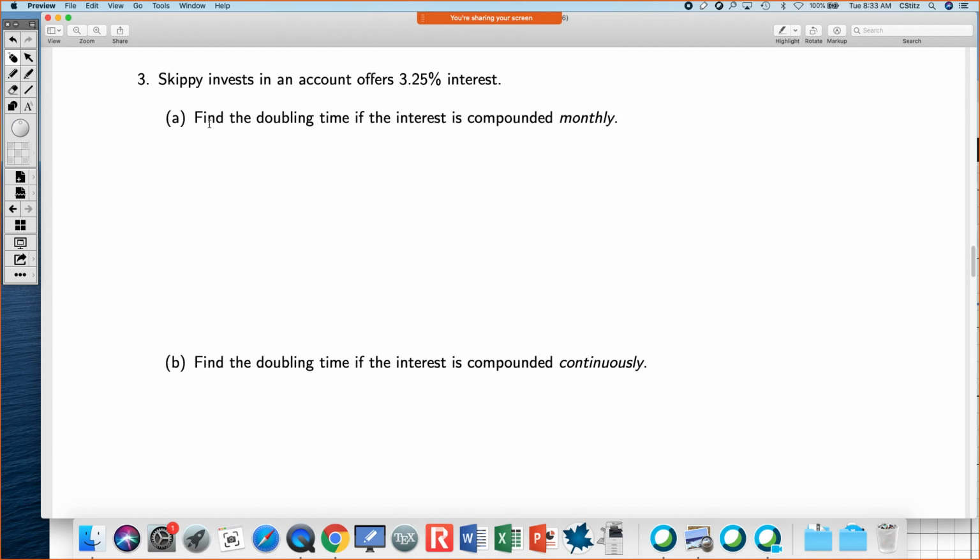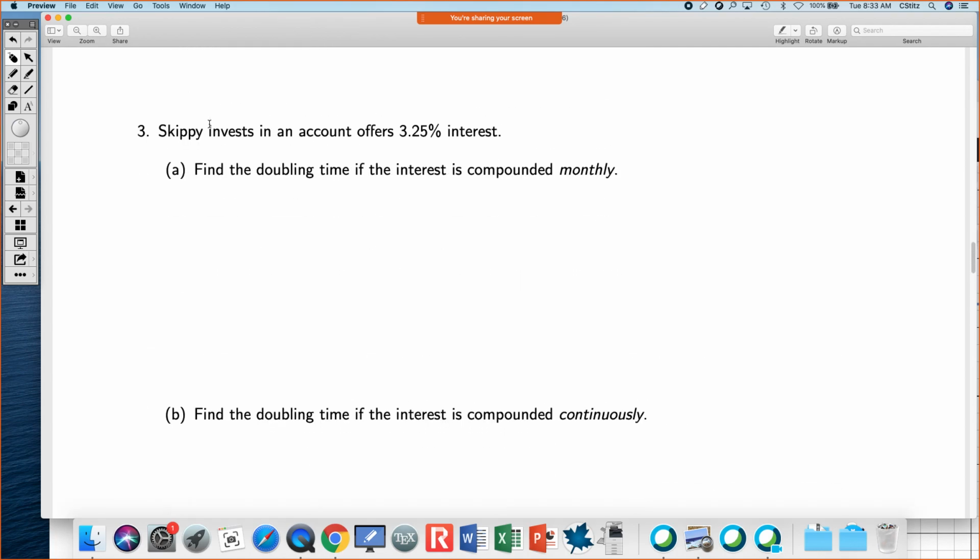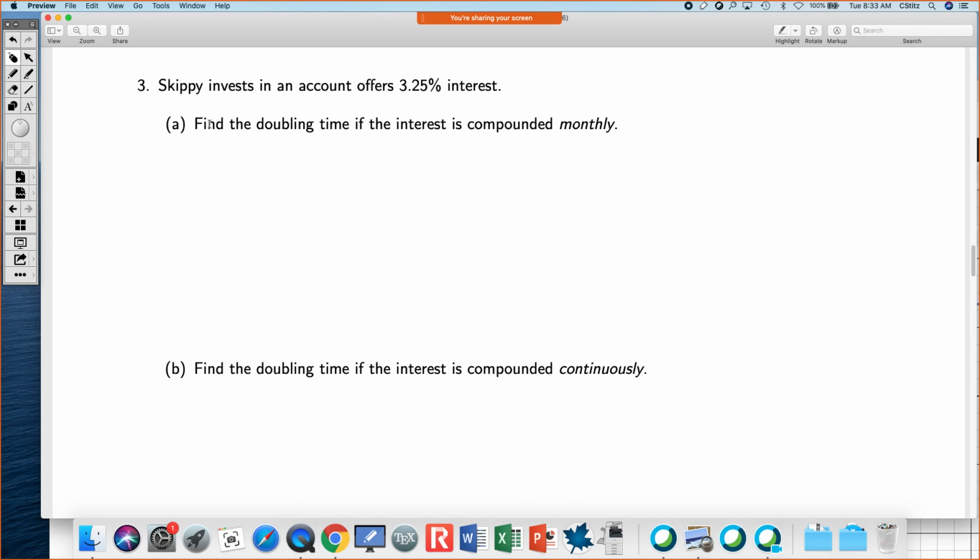The last thing I want to talk about here with investments is something called the doubling time. The doubling time of an investment. And I'll leave number 3 for you to do on your own. I'm going to have a different scenario because I want to show you something interesting about doubling time. So once again, the answers to all of these are on Blackboard. So let's talk about doubling time.